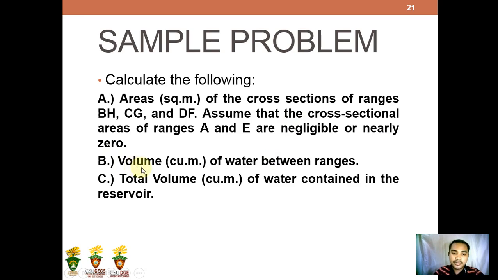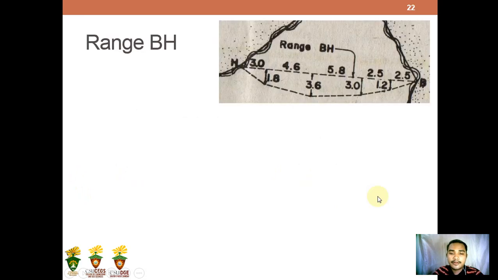Next that we are going to calculate is the volume in cubic meter of water between ranges. So between ranges A and BH, ranges BH and CG, and ranges CG and DF, and lastly is the DF and E ranges. And lastly is to calculate the total volume in cubic meter for water contained in a reservoir.